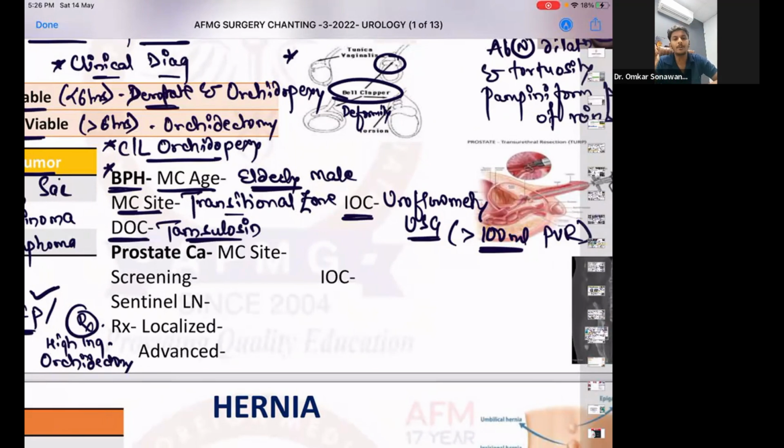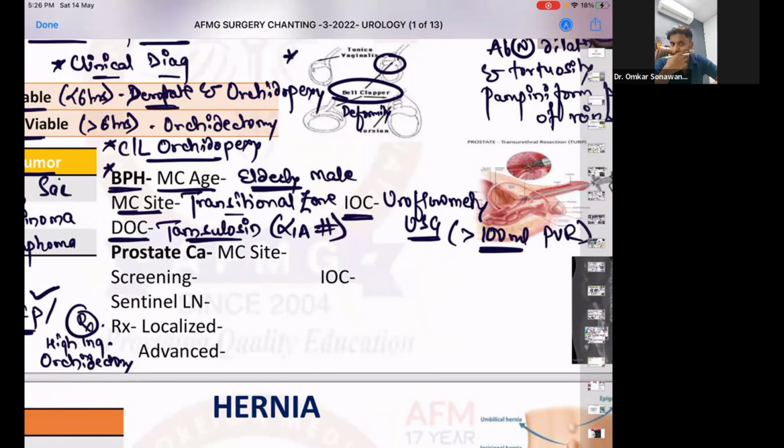Tamsulosin or silodosin is a selective alpha 1A blocker. Non-selective alpha 1 blockers are prazosin and terazosin. Prazosin and terazosin are usually used as the drug of choice for BPH in hypertensive patients, because the most common side effect of prazosin, as we have discussed, is postural hypotension. Therefore, they are used in hypertensive individuals only.